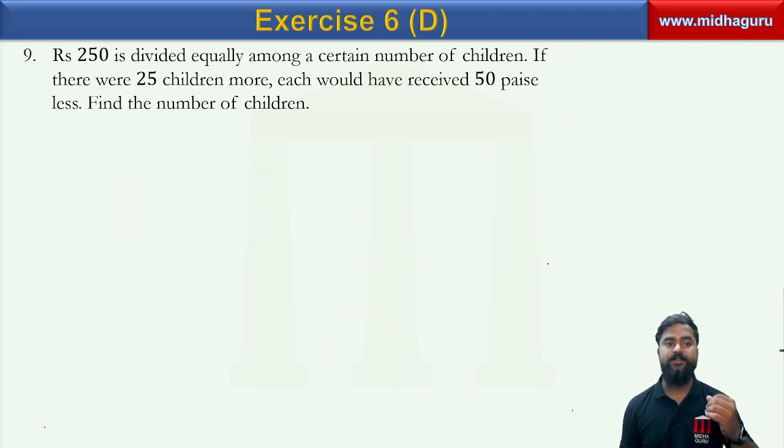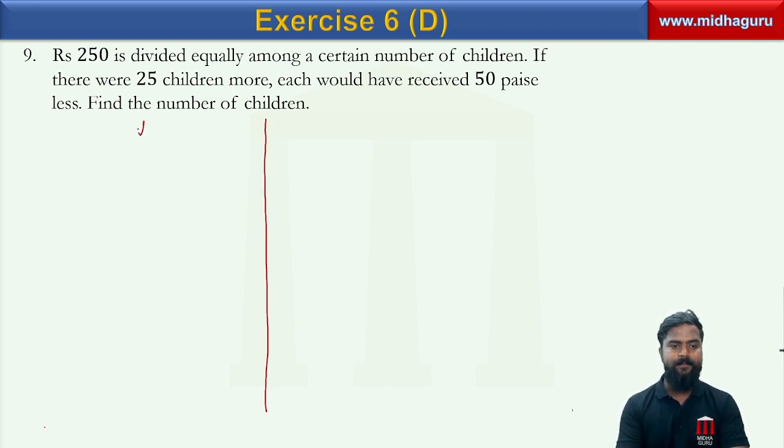Next question says rupees 250 is divided equally among a certain number of children. If there were 25 children more, each would have received 50 paise less. Find the number of children. So we say let the number of children be x. So what does each get? Each gets 250 by x.